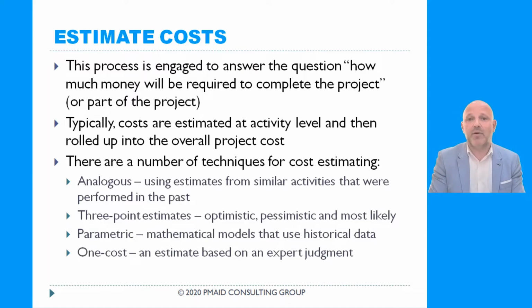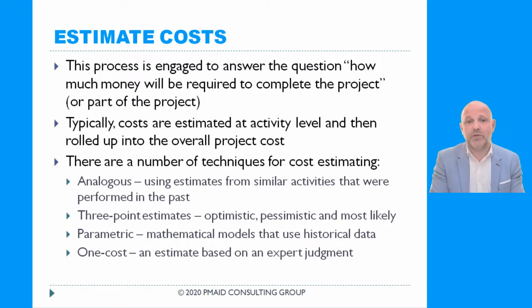There are a number of techniques for cost estimating at activity level. For example, we can use analogous estimating. We know that the same activity took us 5 days on the previous project, so we say, you know what, this activity will most likely take us 5 days this time again. Or 3-point estimates, when we use our optimistic, pessimistic, and most likely estimates. We could say, in the best case, we are planning to finish this activity in 3 days. In the worst case, in 7 days. Most likely, we'll finish it in 5 days.